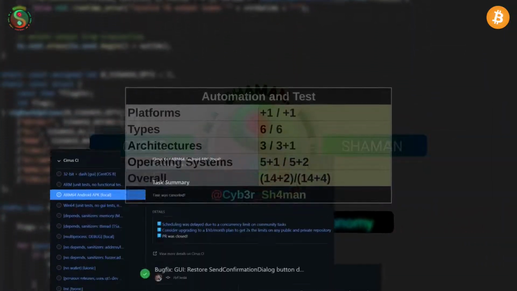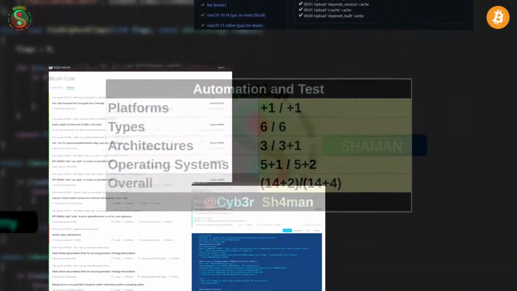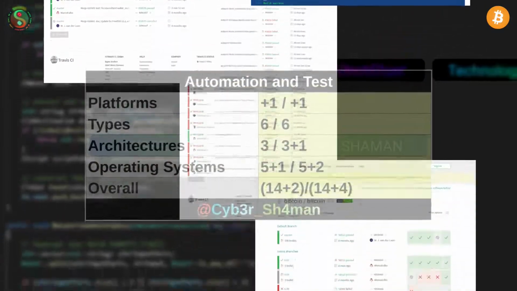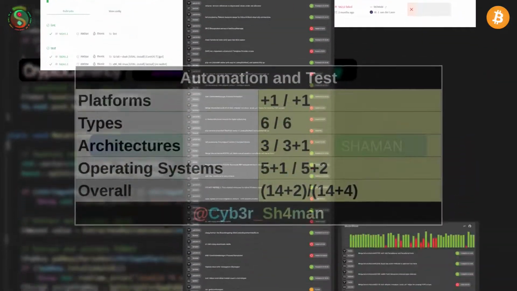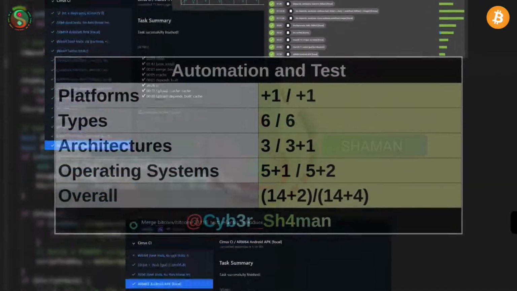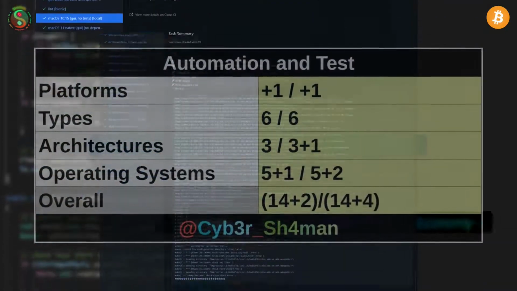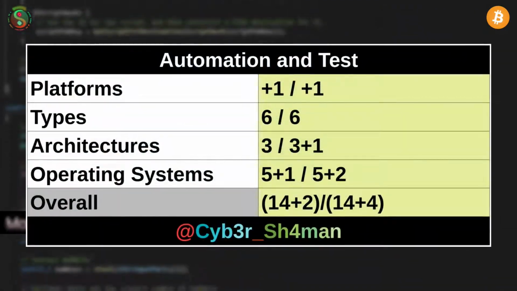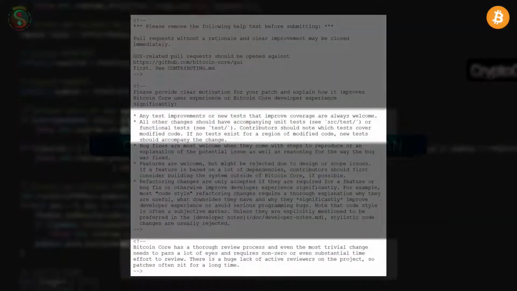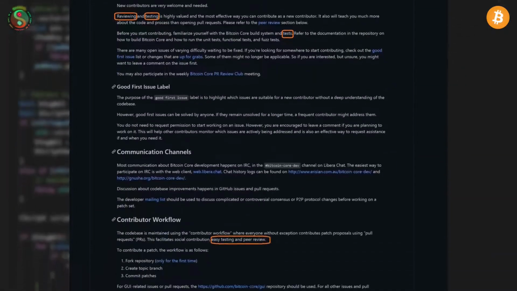Also, using various types of automated tests on the codes, on several platforms, on multiple architectures, and on all major operating systems creates peace of mind. There is even a high emphasis on testing and reviewing the codes in the pull request template and the contributing guideline.